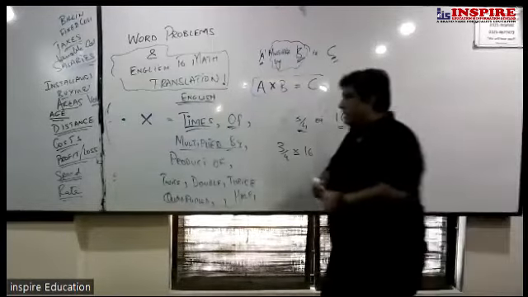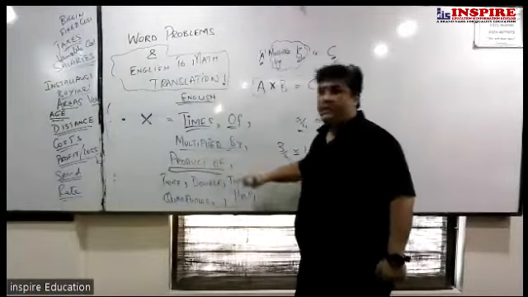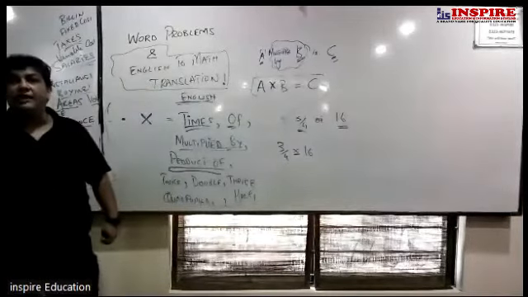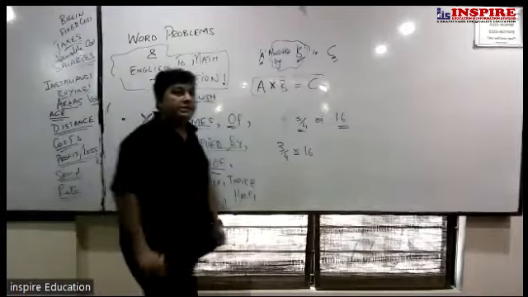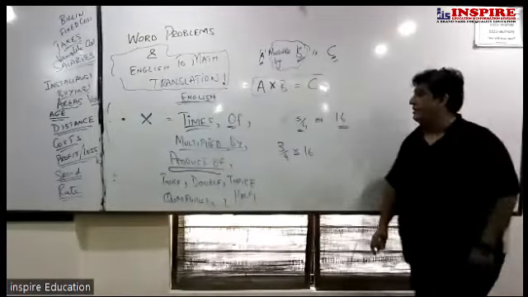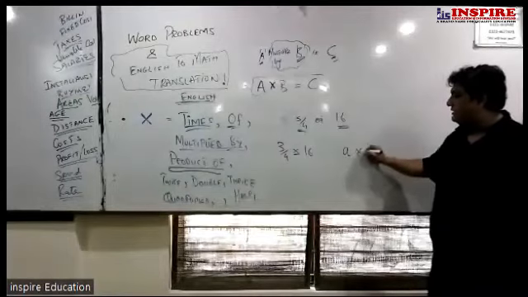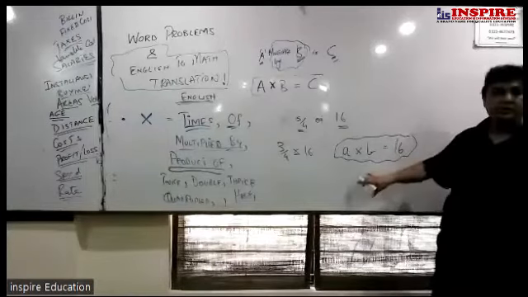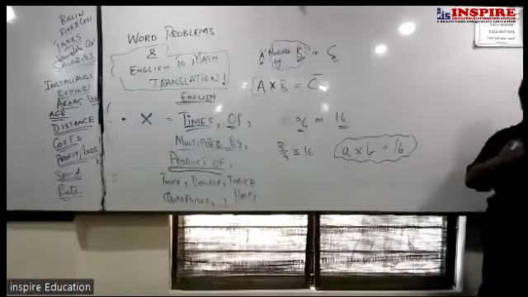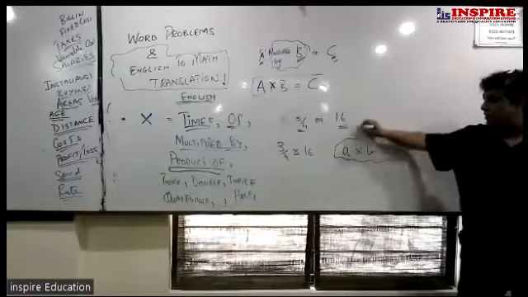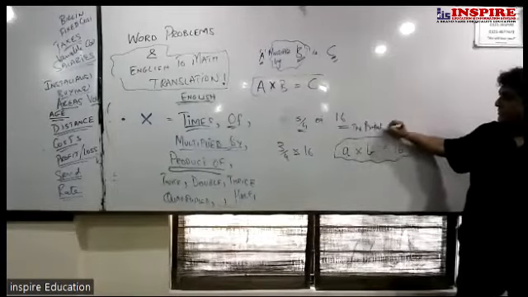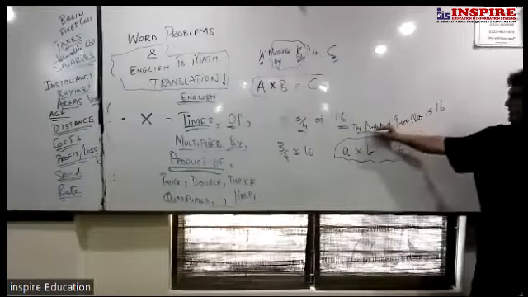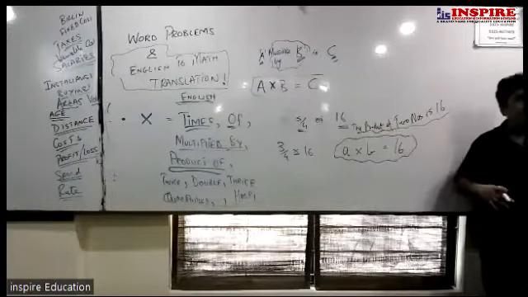Next, put your pens down. Product of. This is a very important word. The product of two numbers is 16. I keep changing the color of the marker so you can concentrate where I am. It's very important that you concentrate where I am. The product of two numbers is 16.